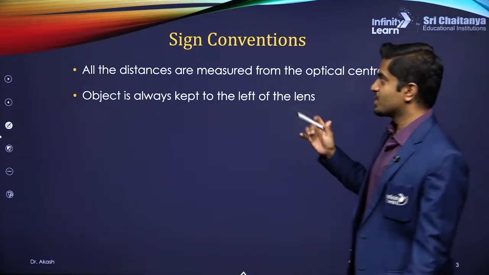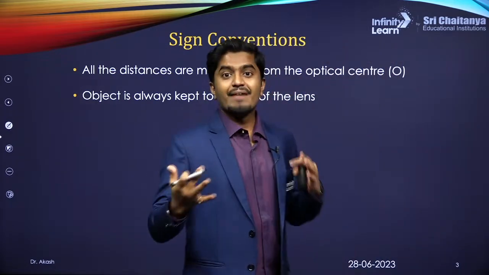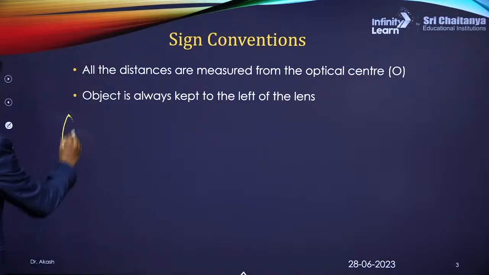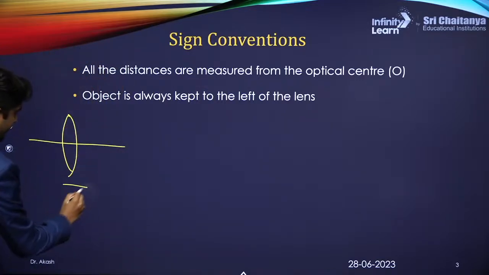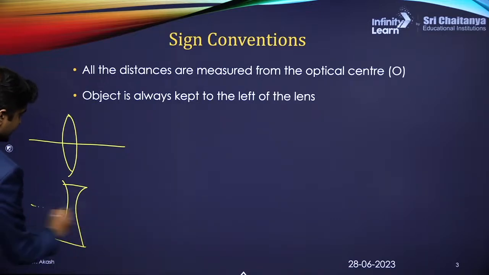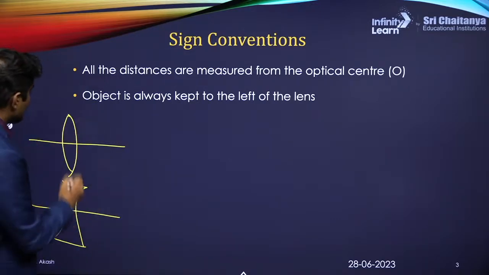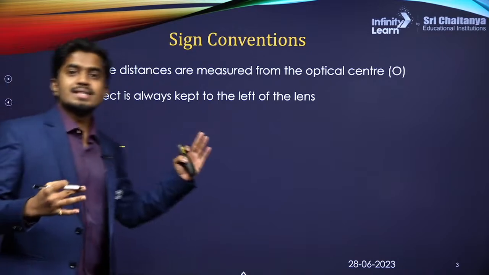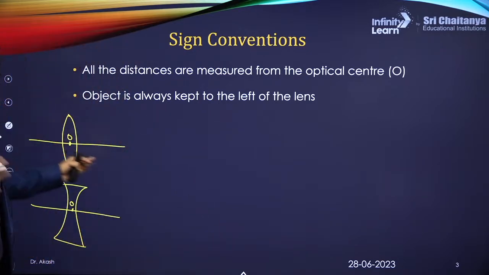So let's start with today's topic, that is sign convention. So what is sign convention? If you have a lens, we have learned there are two types of lens. It can be either a convex lens or a concave lens, right? Now this is the optical center. There is a point O, that is the optical center. So we consider that as the center of the lens.